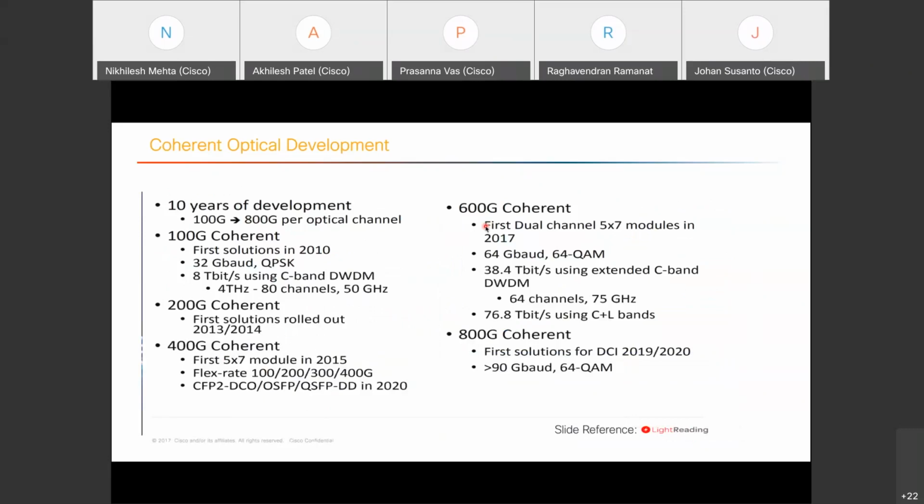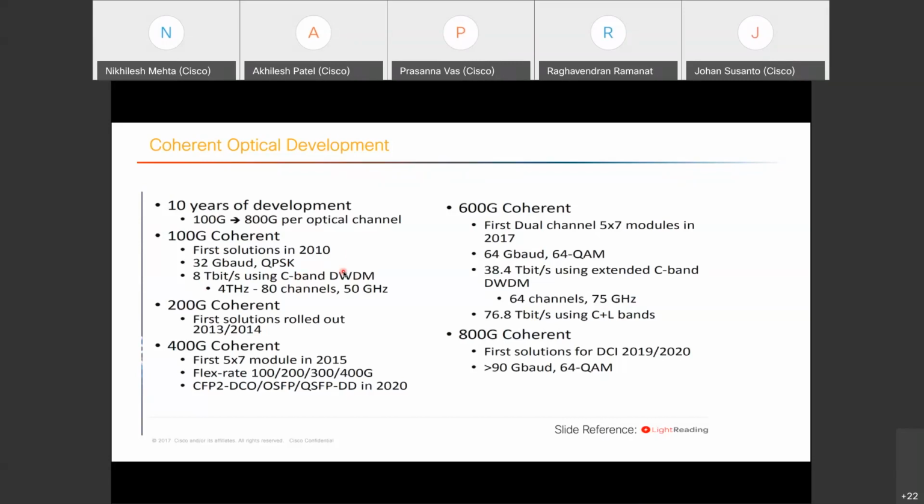Now coming to the coherent optical development, what developments have we had so far in the last 10 years? As you see, we moved from 100 gig to 800 gig per optical channel. In 2010, the first solution was 100 gig coherent, which was QPSK using 32 gigabaud, and using this we were able to achieve 8 Tbps using the C-band DWDM, using the complete spectrum.